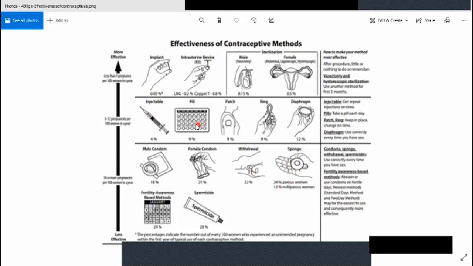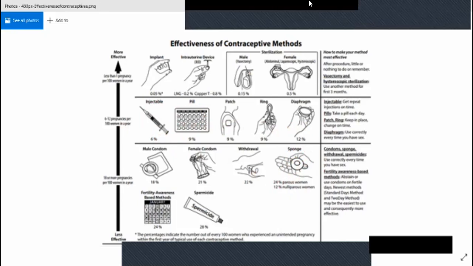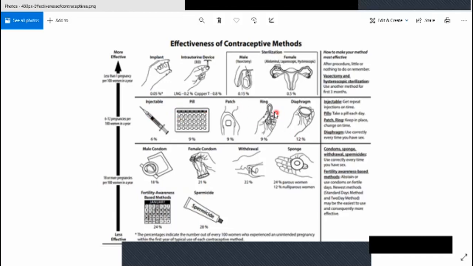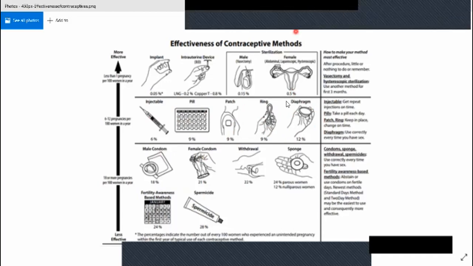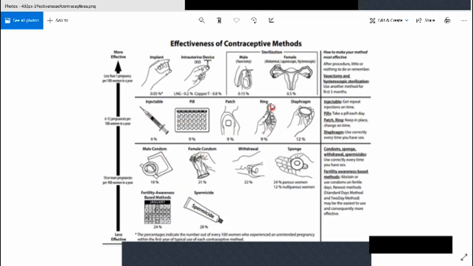If one is injecting progesterone or using pills, you can see inaccuracy is less in these cases, because it is ensured that ovulation is not there, or even implantation is not there. So even if sperms are getting inside, pregnancy will not happen. The male condom, female condom and diaphragm ring all have a similar structure, but as these are inserted inside, they give better results as compared with the male and female condom.